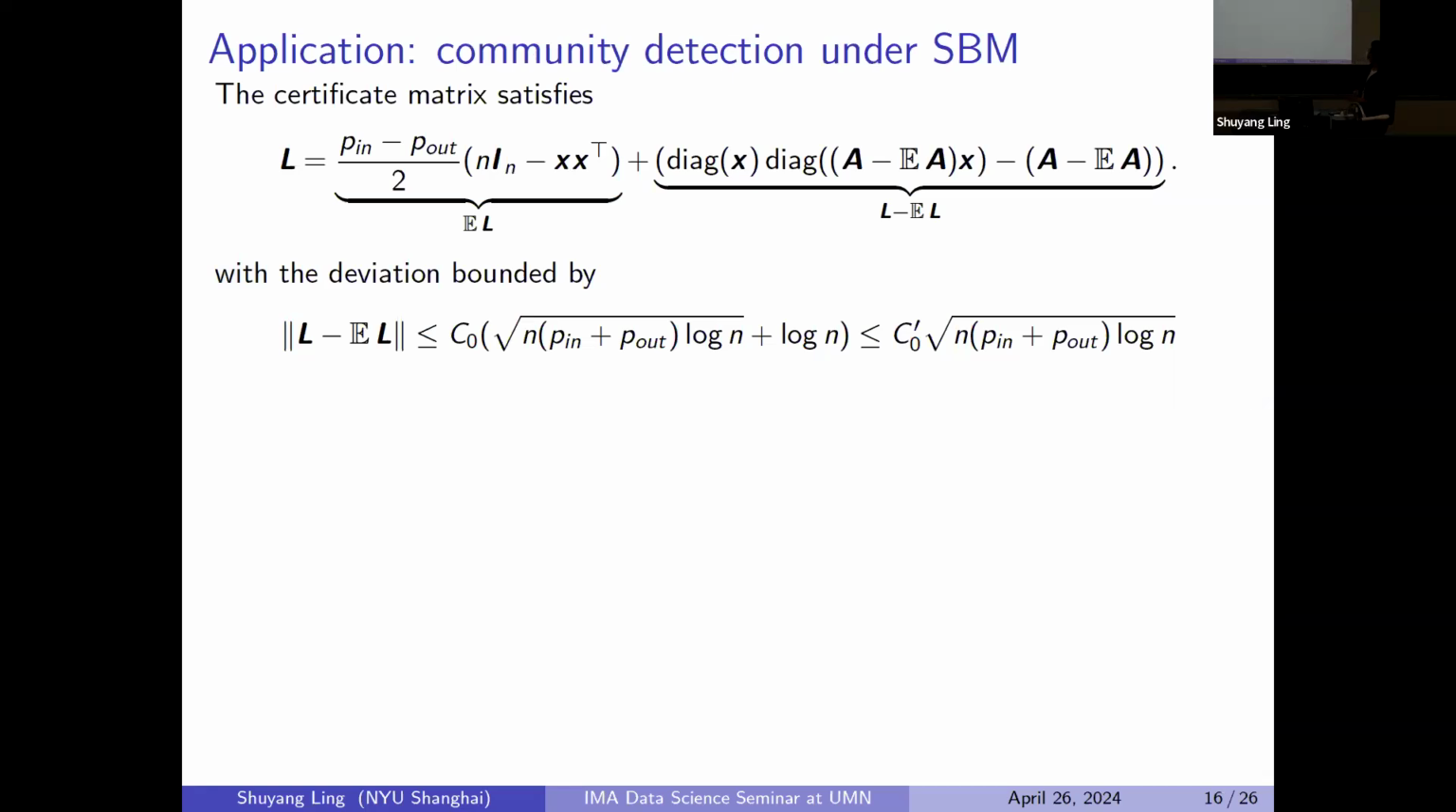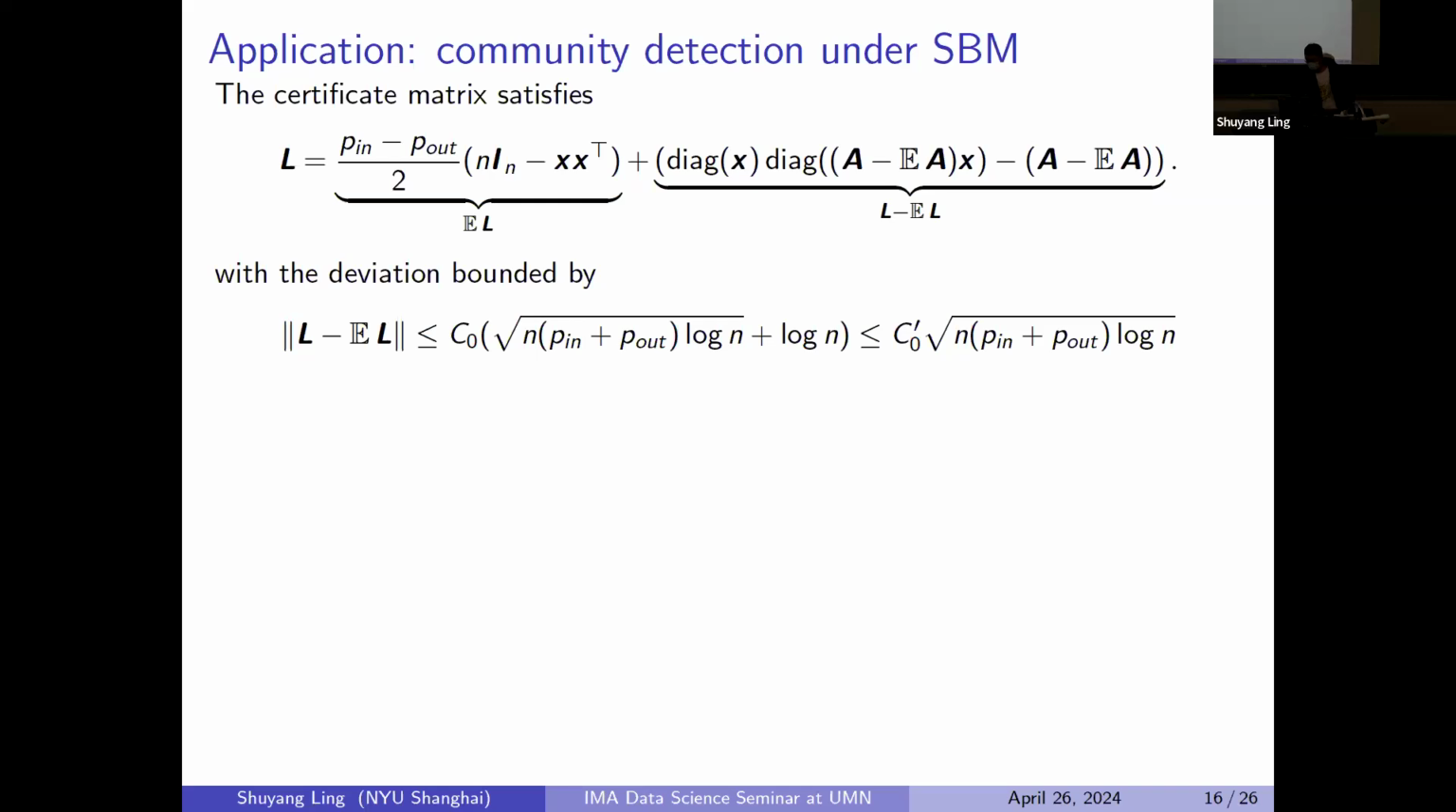So similarly for the stochastic block model, community detection on the stochastic block model, similar thing. I just need to write down this certificate matrix, right? The adjacency matrix decomposes into the signal part, the deterministic part, and also the random part. The first part is expectation L, the deterministic part, and the second part is the random part. I can control the random part by using a concentration inequality. Okay, that's not difficult. You get this.